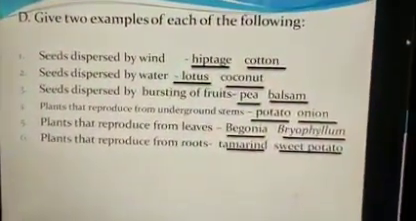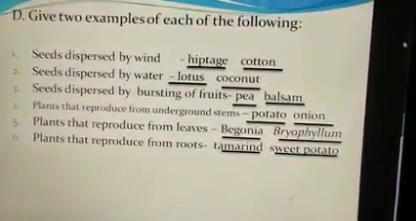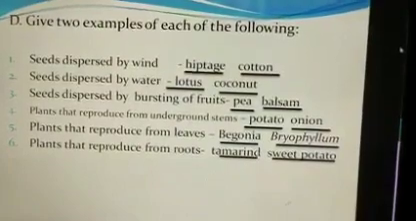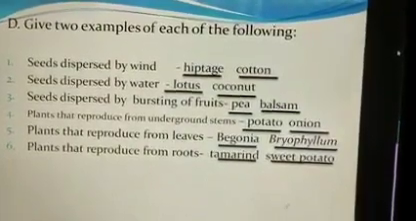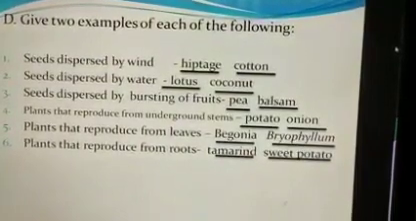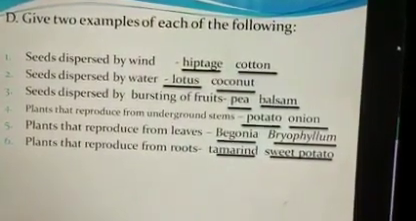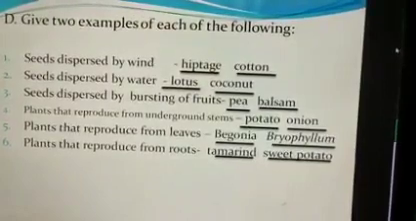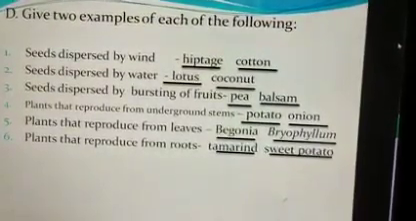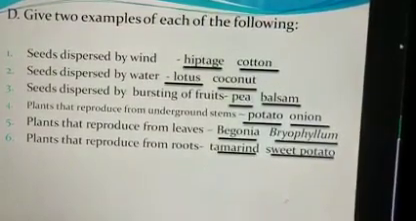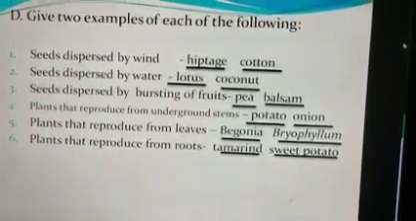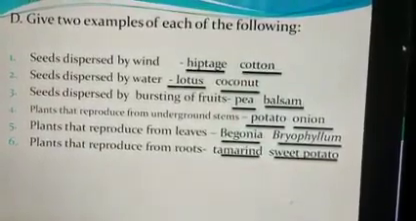Now, the D section. Give 2 examples of each of the following. 1. Seeds dispersed by wind: hippias and cotton. 2. Seeds dispersed by water: lotus, coconut. 3. Seeds dispersed by bursting of fruits: pea and balsam. 4. Plants that reproduce from underground stems: potato, onion. 5. Plants that reproduce from leaves: begonia and bryophyllum. 6. Plants that reproduce from roots: tamarind and sweet potato.